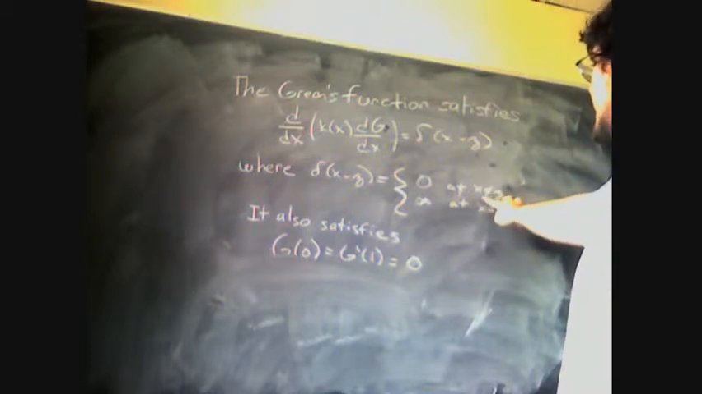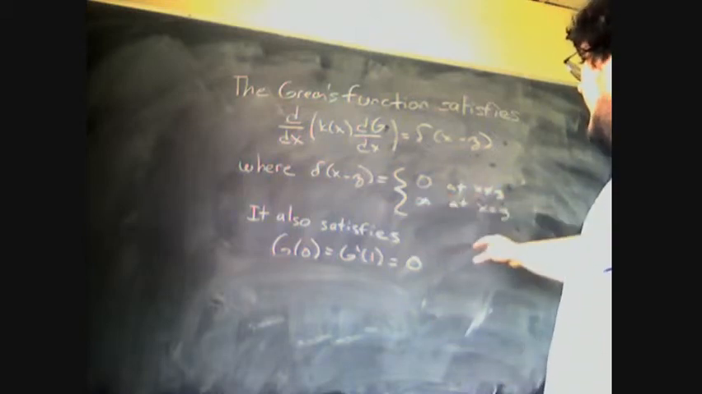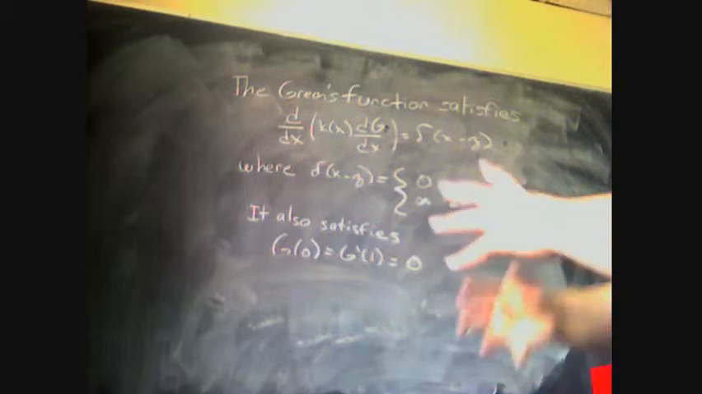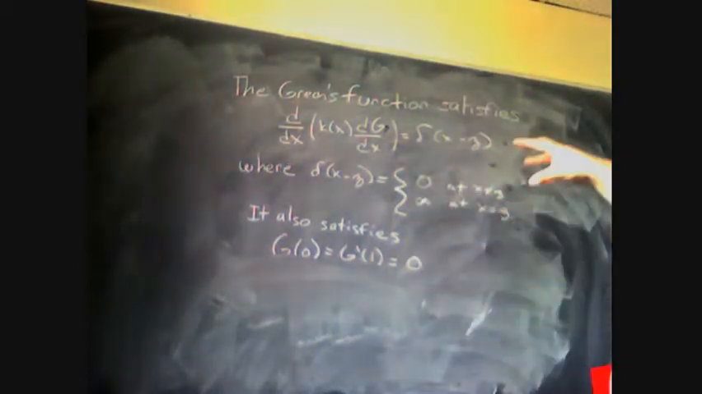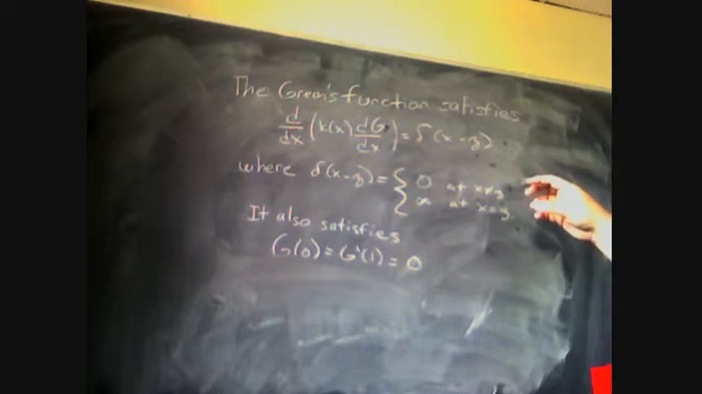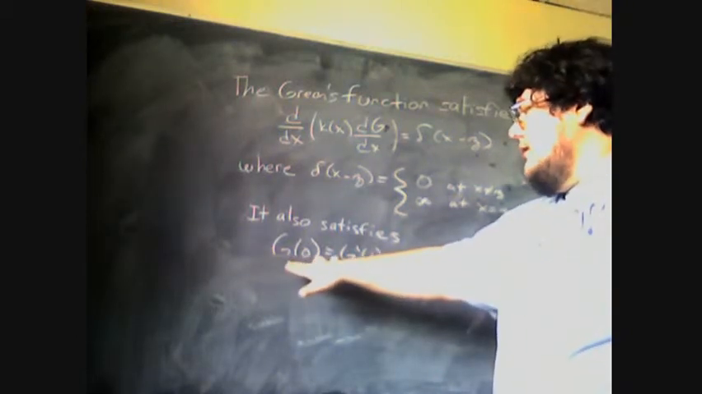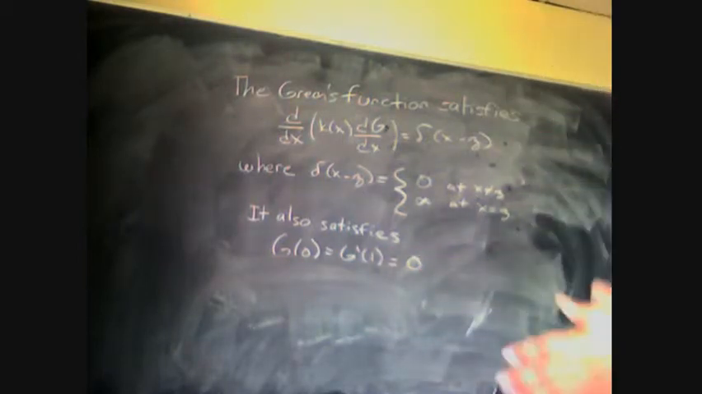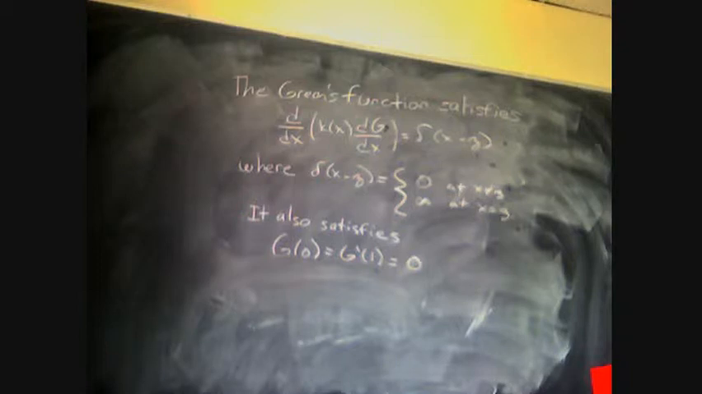The delta function is 0 at every point besides x equals z, and it happens to be infinite at that exact point z. You can think of it as an impulse. The other important thing is that it satisfies the same boundary conditions as our original function. Here we have g of 0 is 0 and g prime of 1 is 0. There will be a couple of other conditions we'll have to satisfy, and we'll talk about those as we get to them.